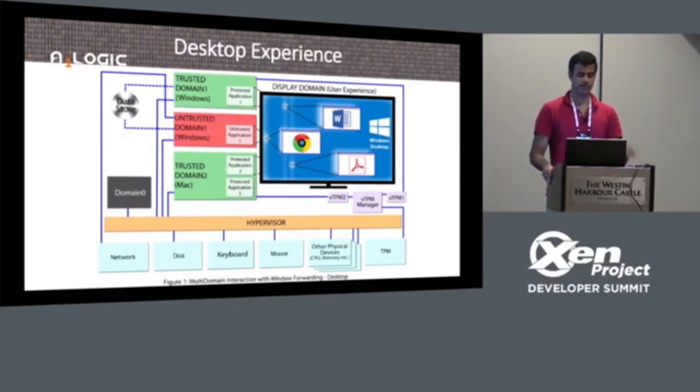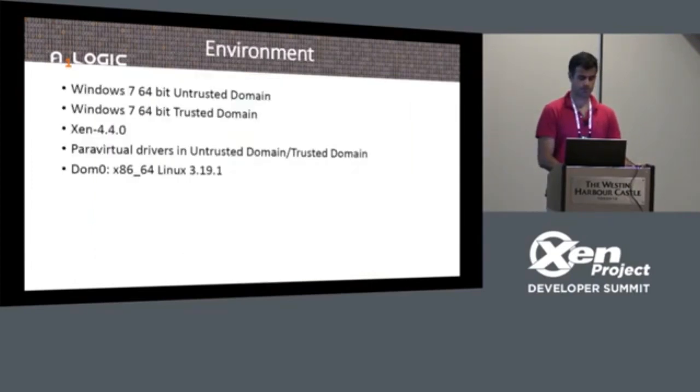And we have vTPMs connected to the trusted domains. And these vTPMs can protect sensitive data and can only unlock them for the trusted domains. So the environment in which we built this implementation was Windows 7 64-bit untrusted domain and trusted domain, and Xen 4.4.0, and paravirtual drivers in the untrusted and trusted domain, and 64-bit Linux kernel 3.19.1 running in Dom0.